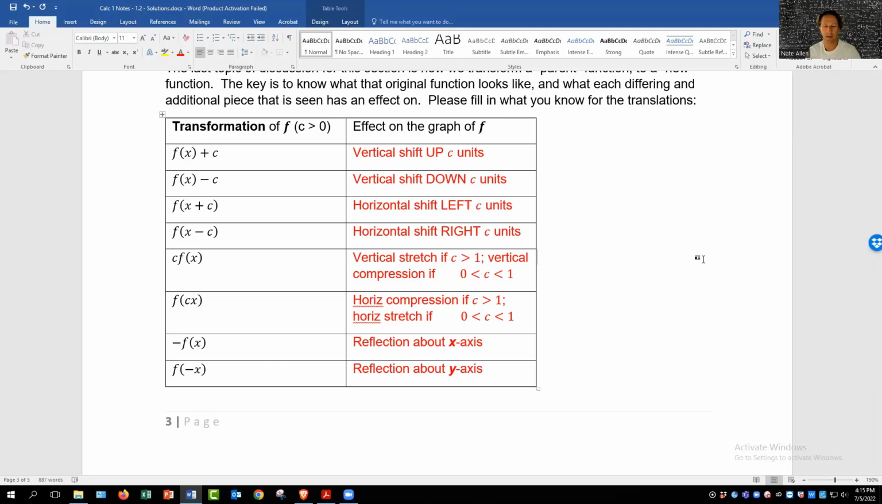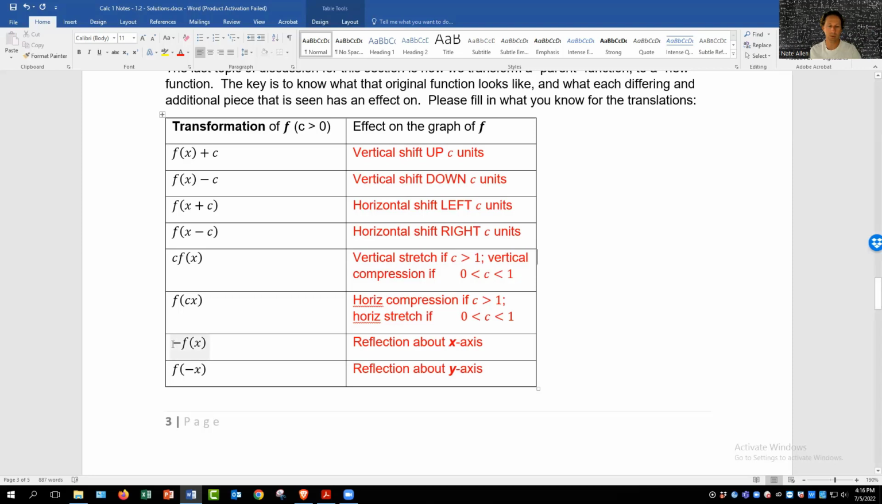If it's on the inside, then it's going to have that opposite effect again for the x's. So if it's bigger than 1, well, now it's going to have a compression. It's going to shrink it down. But if it's a fraction, then it's going to have the opposite effect, and it's going to stretch it.